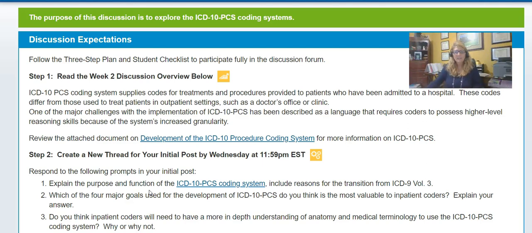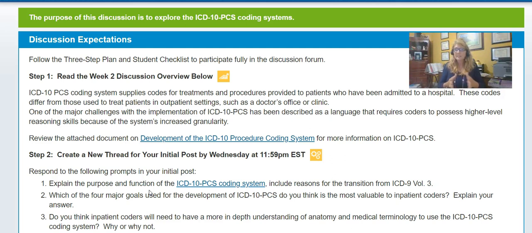Students, I want to talk to you a little bit about your week 2 discussion. Now, this week we're going to talk about and explore the ICD-10 PCS coding system. And this system is for the patients that are in the hospital for procedures and such.